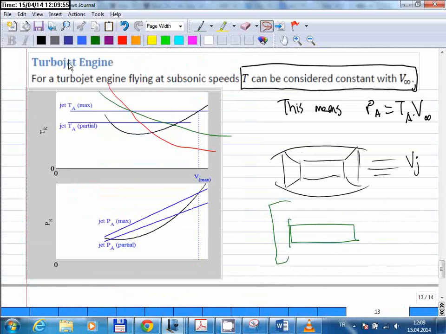In the turbojet engine, on the other hand, this time the thrust output of the engine is assumed to be constant with speed.